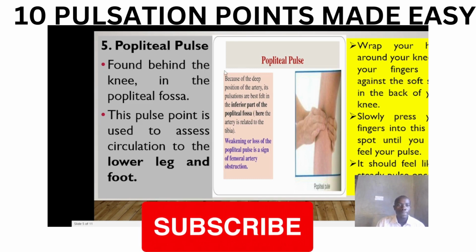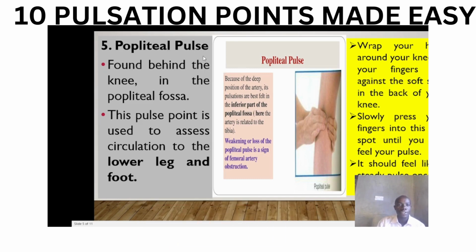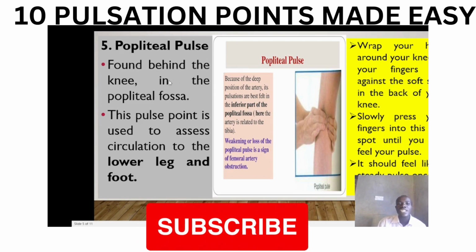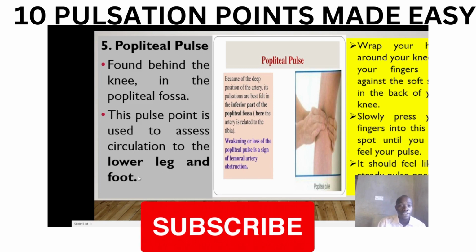Number 5 is the popliteal pulse. Okay, it's found behind the knee in the popliteal fossa. Guys, can you feel your popliteal fossa? Great. This pulse point is used to assess circulation to the lower leg and foot.